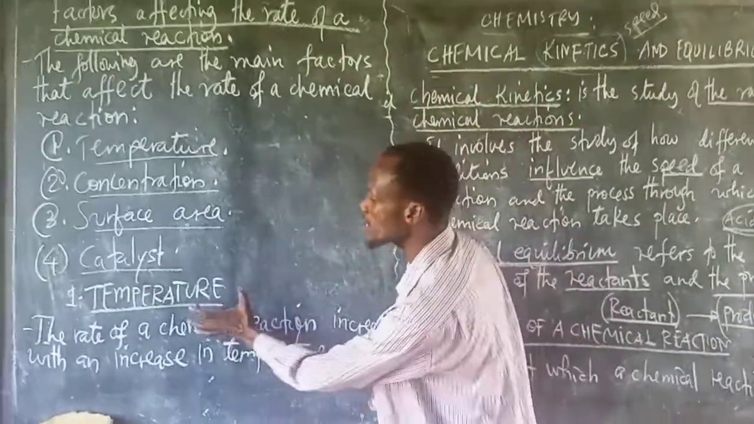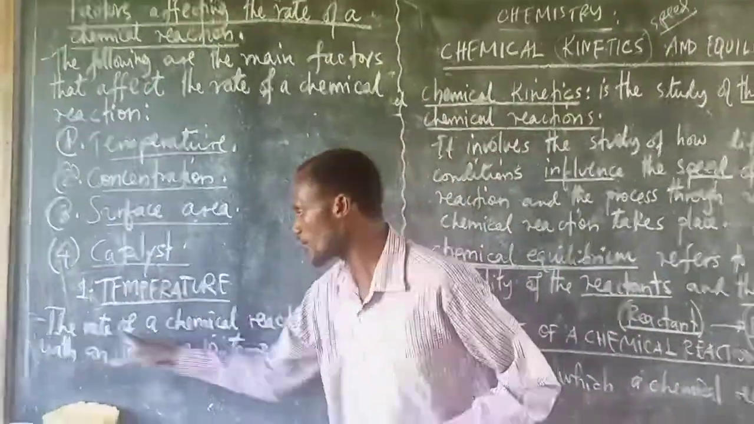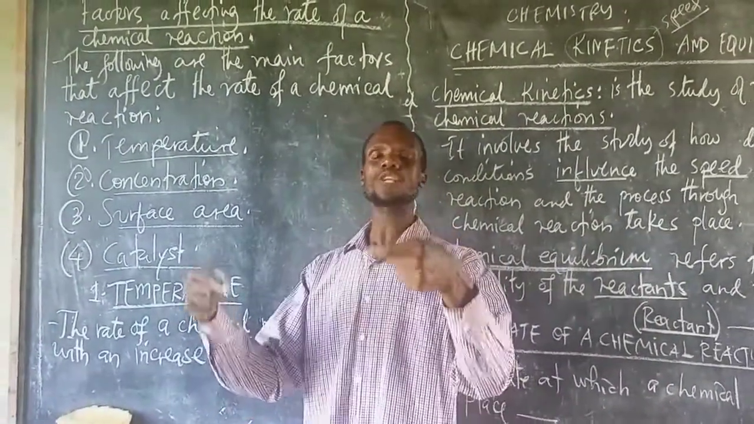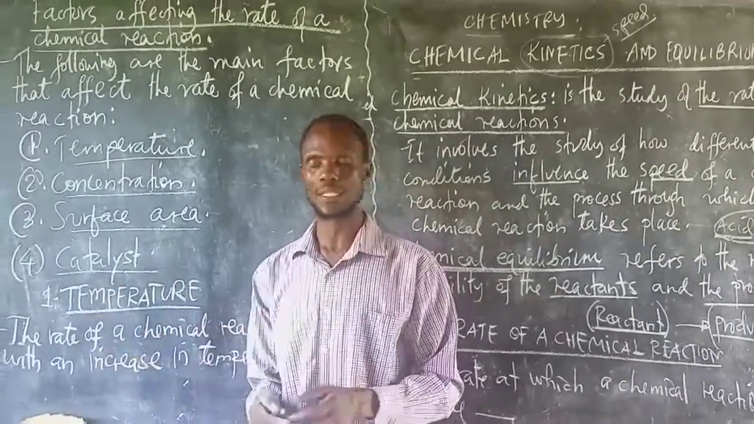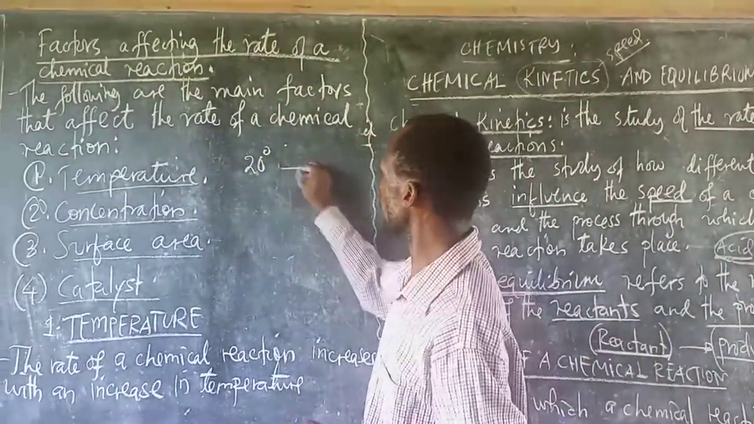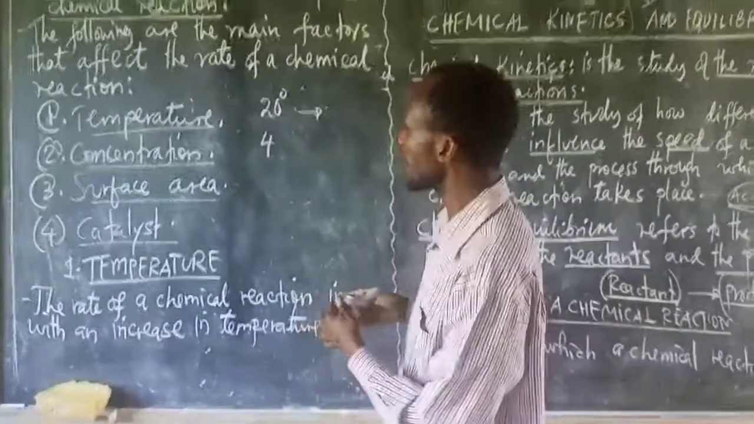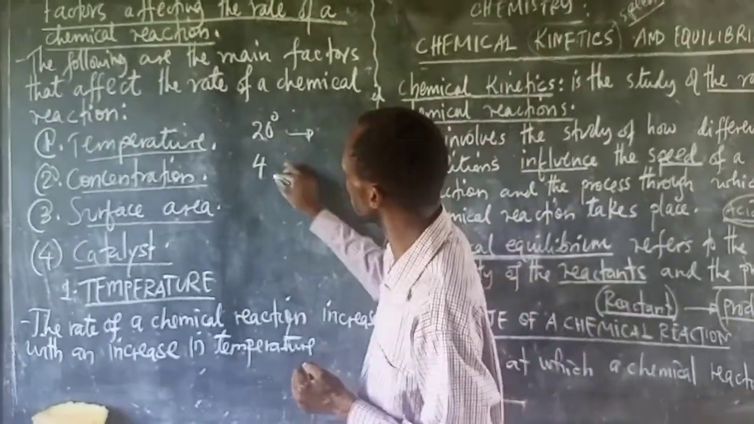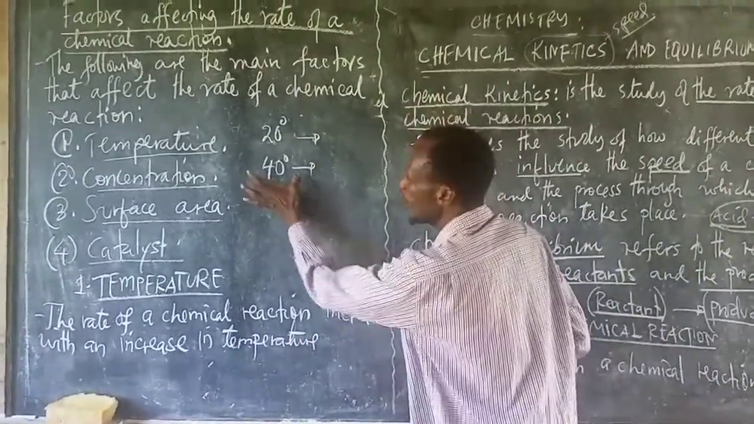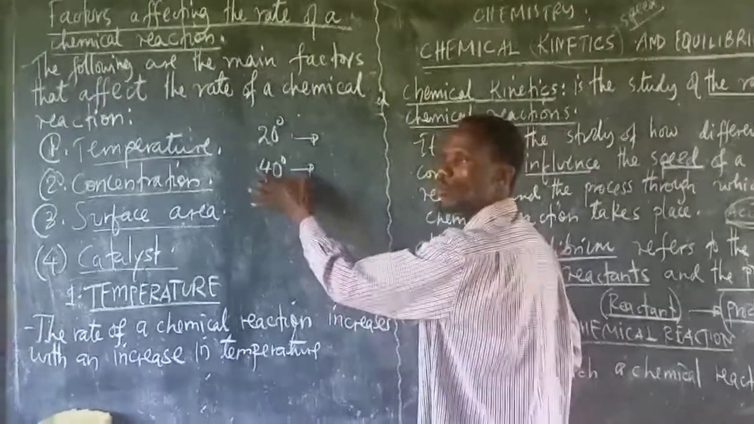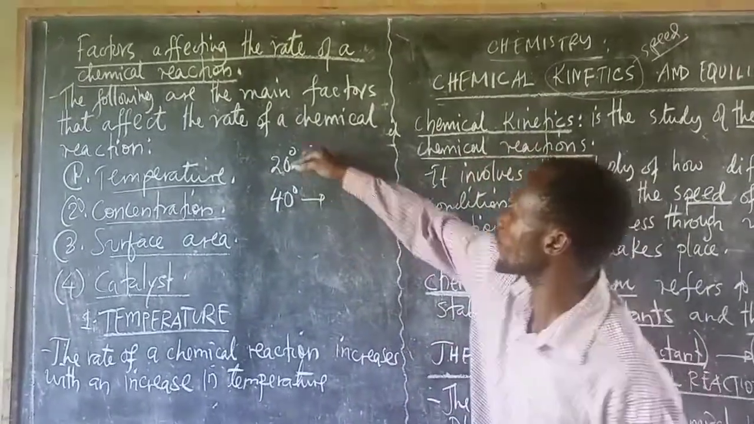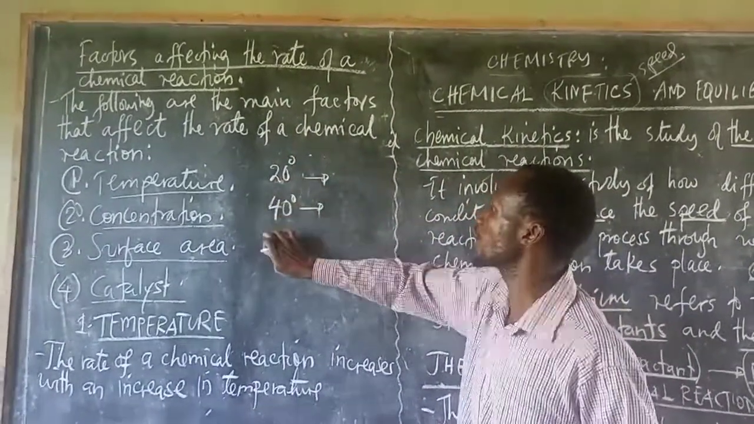So far, now we may start with temperature. When you are talking about temperature, the rate of chemical reaction increases with the increase in temperature. Before it was 20 degrees Celsius, now the rate of chemical reaction between the reaction that is happening at 20 degrees Celsius and the other one at 40 degrees Celsius is quite different. It means the one with the higher temperature will have a much higher rate of chemical reaction compared to this one. This means that the rate of chemical reaction increases as we increase the temperature.